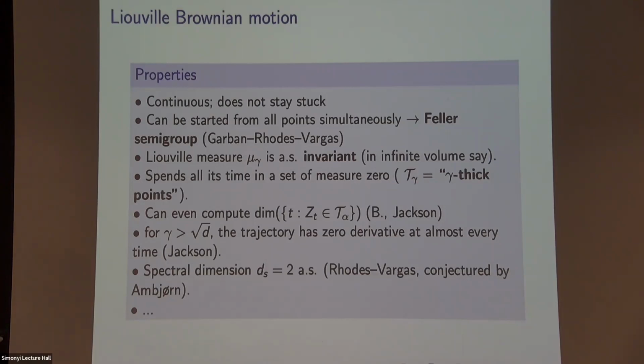And it's possible to show that the spectral dimension is 2 almost surely. We'll come back to that later in the talk.